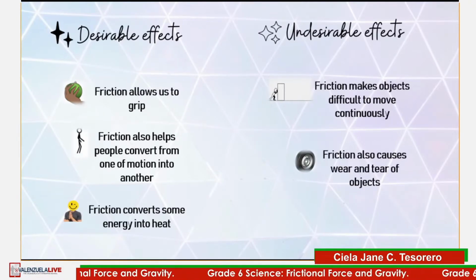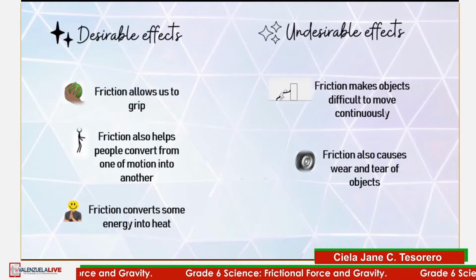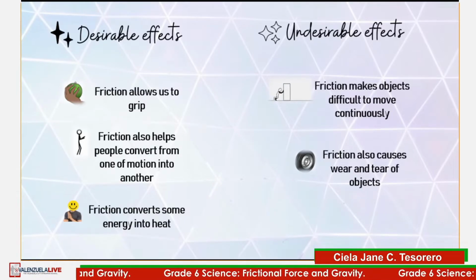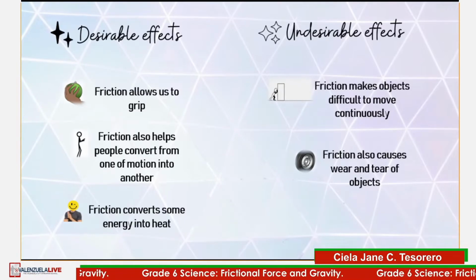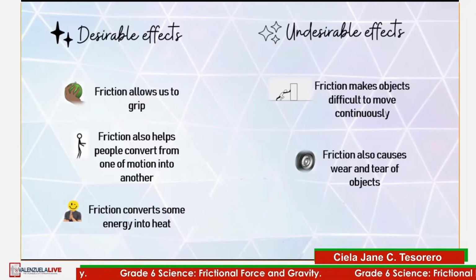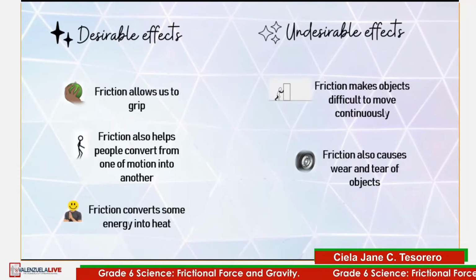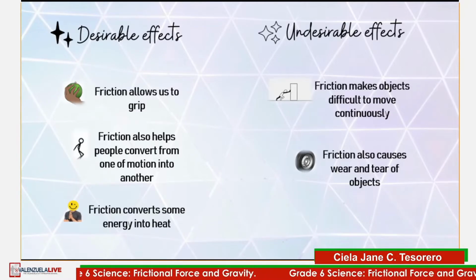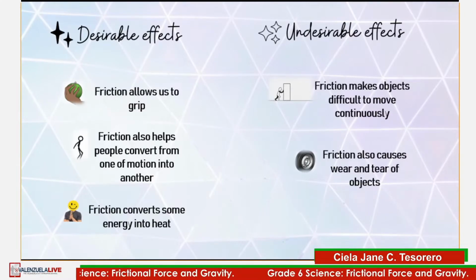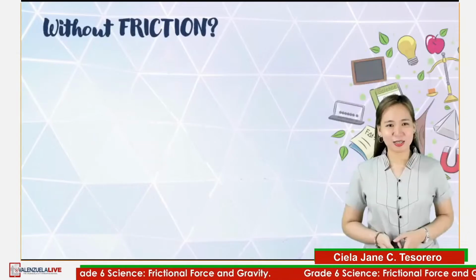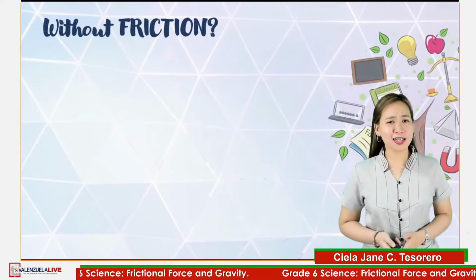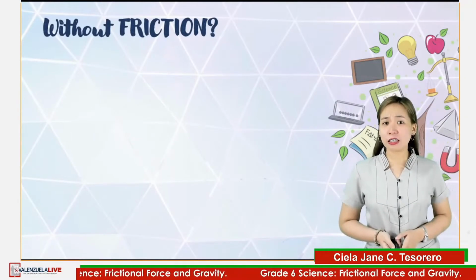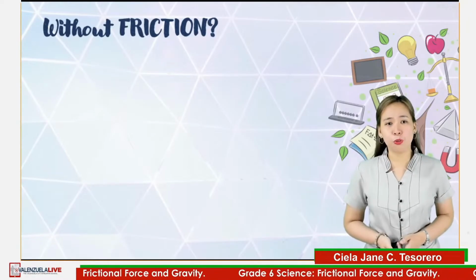Also, friction causes wear and tear of objects. Car tires become thin in the long run because of friction. Same with the soles of our shoes. They wear off after some time. You see, friction has advantages and disadvantages too.